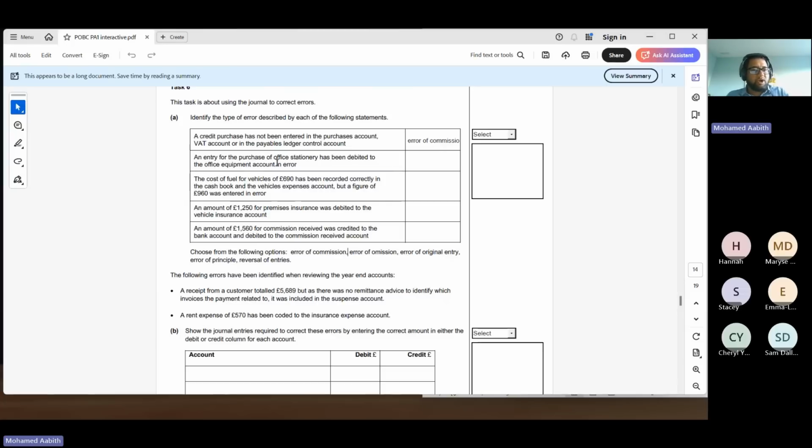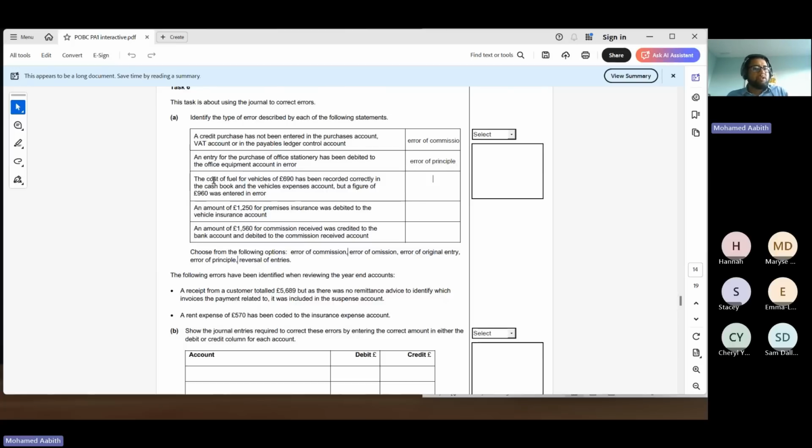Next one is the purchase of office stationery has been debited to the office equipment account in error. So if you look at that here, one of them is the stationery, but it's been entered into the office equipment account. One of them is an expense, the other one is an asset. So therefore, the accounts will still match. Your debit is on a debit account, credit's on your credit account, but it's on the wrong type of account. Wrong type means one of them is an expense, another an asset. We call that an error of principle. So here, error of principle, we copy and paste it here because it is not supposed to be in the right account.